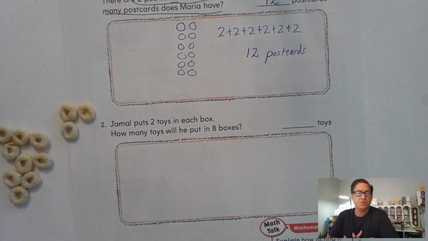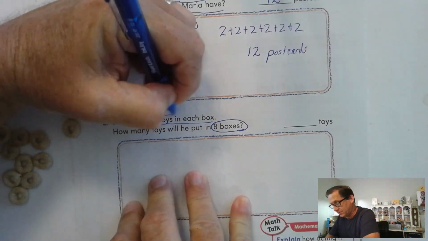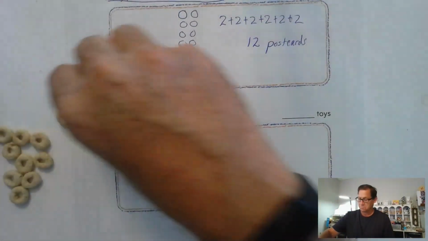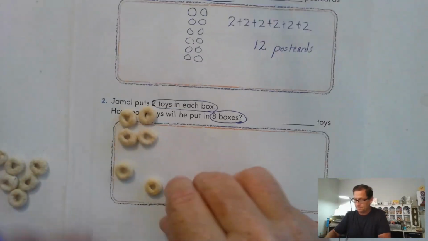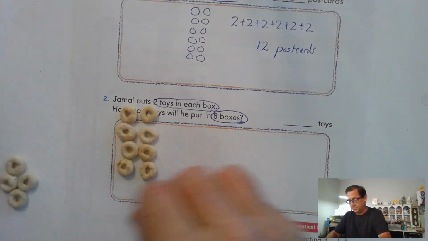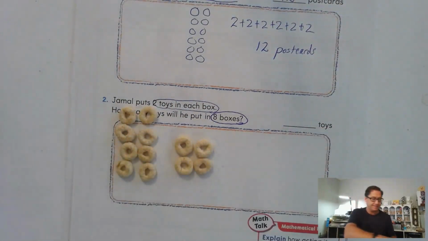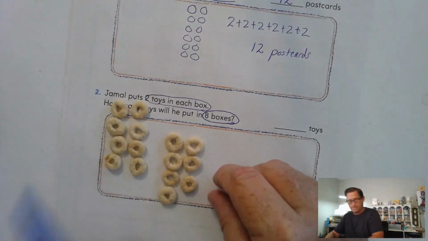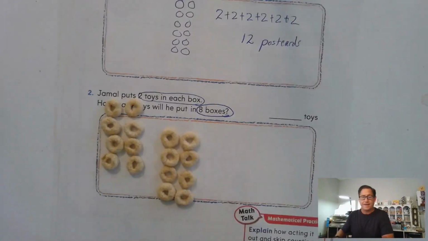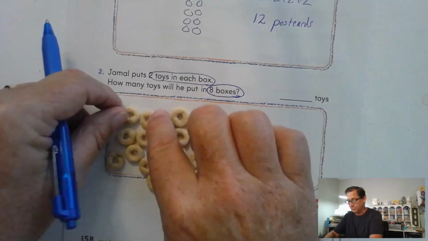All right, Jamal puts two toys in each box. How many toys will he put in eight boxes? So he has eight boxes, and he's going to put two toys in each box. It's the same thing we've been working with, right? We're putting in groups of two. Well, there's four groups. Five, six, seven, eight. So we have eight groups of two, eight rows of two.